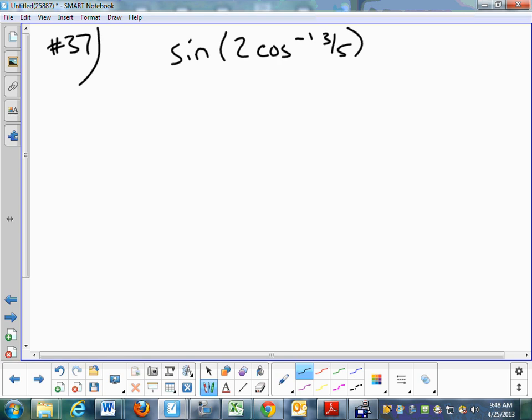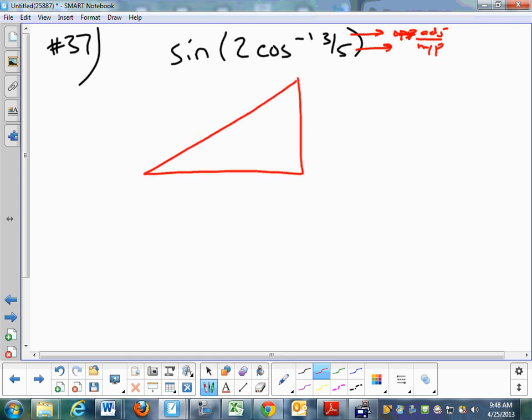That's not too bad. I'm first going to identify this as opposite over, adjacent over hypotenuse. There we go. We got our triangle. I'm going to put theta there because that's where I want it. The adjacent is 3. The hypotenuse is 5. What's the opposite? 4.